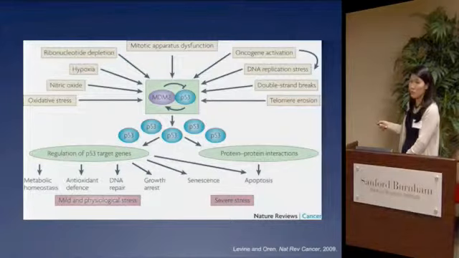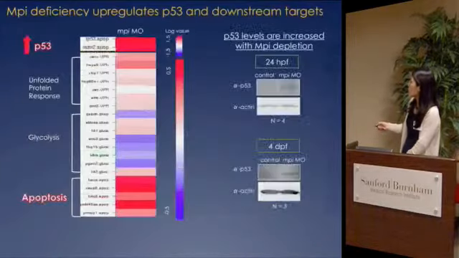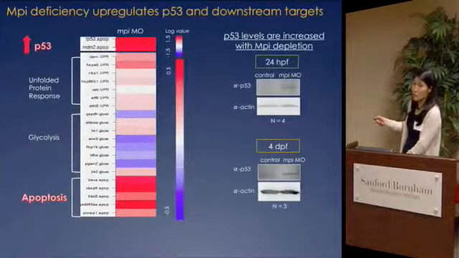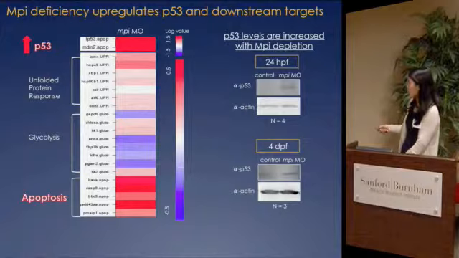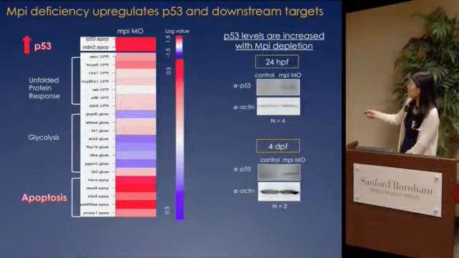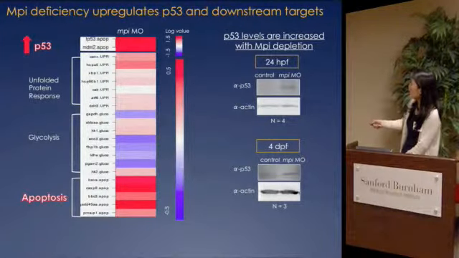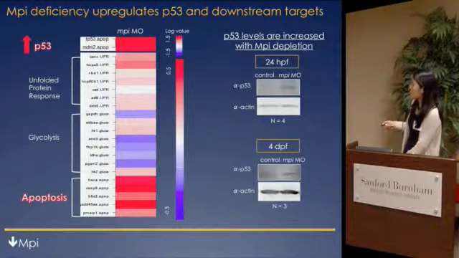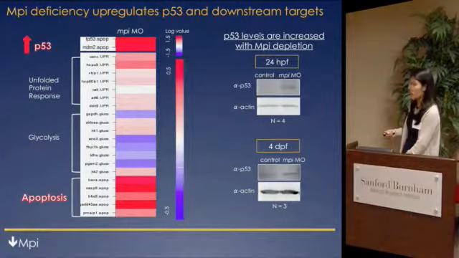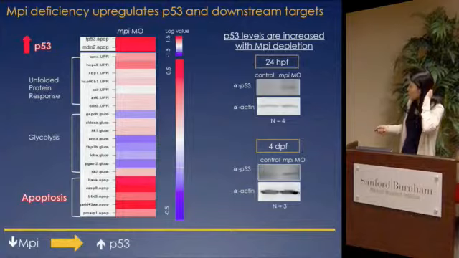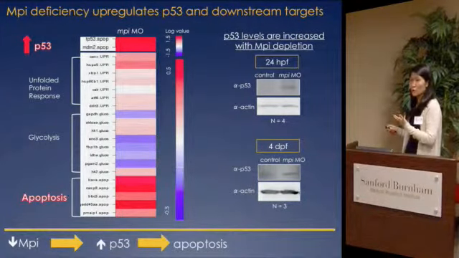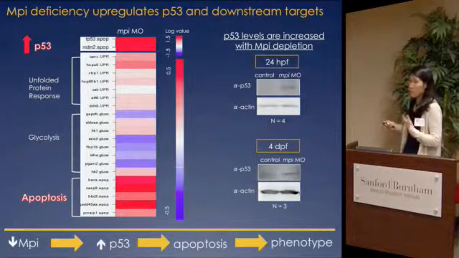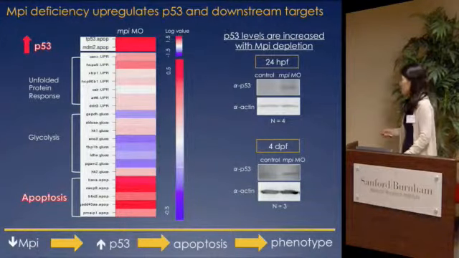So we looked at P53 in our zebrafish and found that P53 protein levels were increased and stabilized over development from day 1 to day 4. And we looked at all of its targets here, and they are upregulated as well. That brings us to a simple model: when you downregulate or decrease MPI, it upregulates P53, leads to apoptosis, which I showed you with the cleaved caspase 3, and this is responsible for our phenotype.